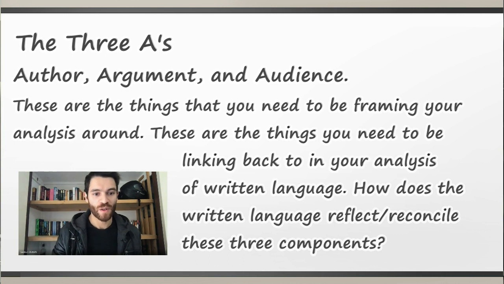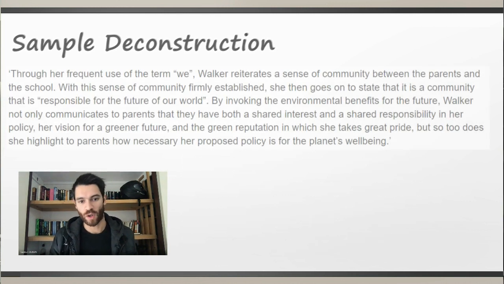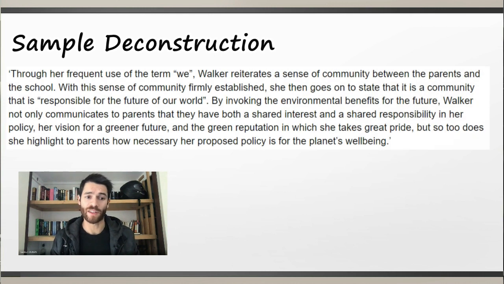So we'll start with the analysis of one technique. Through her frequent use of the term we, Walker reiterates a sense of community between the parents and the school. With this sense of community firmly established, she then goes on to state that it is a community that is responsible for the future of our world. By invoking the environmental benefits for the future, Walker not only communicates to parents that they have both a shared interest and a shared responsibility in her policy, her vision for a greener future, and the green reputation in which she takes great pride, but so too does she highlight to parents how necessary her proposed policy is for the planet's well-being.